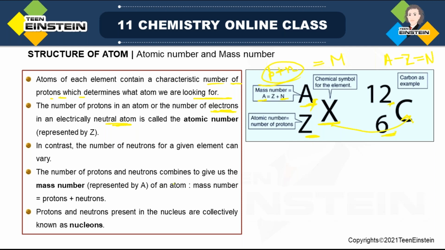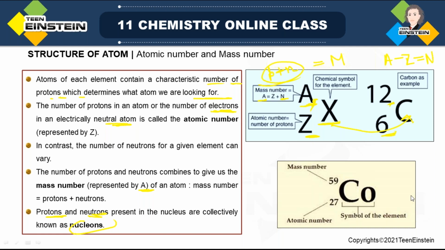The number of protons and neutrons combine together to give the mass number, which is represented by A. So mass number is equal to protons plus neutrons. And as these two types of particles are present in the nucleus, collectively you can call them nucleons, because they are present in the center, in the nucleus.